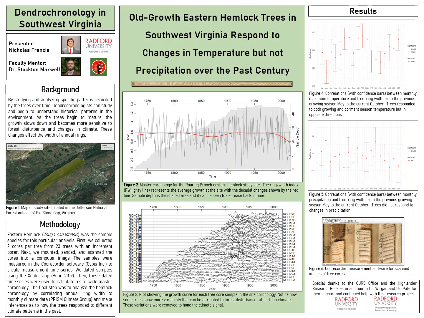So now we're back to the main poster, and the main takeaway from this project is that old growth eastern hemlock trees in Southwest Virginia respond to changes in temperature but not precipitation over the past century. I have a results video that you can go check out as well, but basically the general idea was that these trees showed a strong correlation between temperature and growth as opposed to precipitation and growth. There wasn't a strong correlation between precipitation and growth.